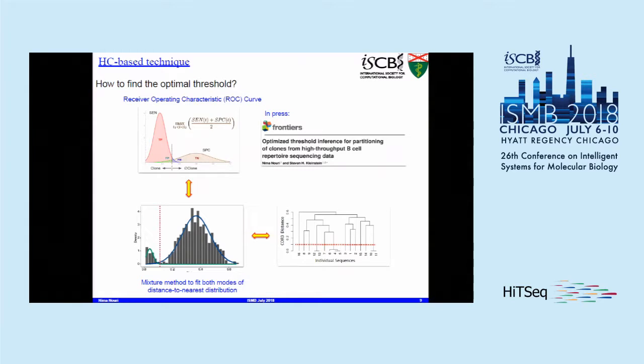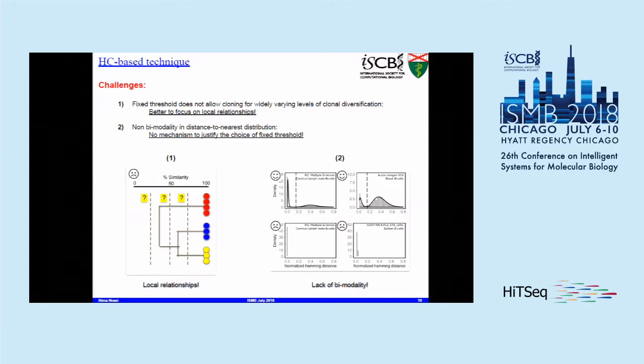We have done a lot of benchmark studies to back up this claim. This result will be published soon in Frontiers in Immunology. And then we take that threshold and simply use it for clone inference. Although we are using the optimized threshold, it is still a fixed threshold, so it's not the best scenario. There are 2 challenges that may be problematic for us. First of all, a fixed threshold does not allow clone inference for widely varying levels of clonal diversification. Instead of using a fixed threshold for all of the sequences, it's always better to focus locally on the local relationships and find which sequences are really close to each other.